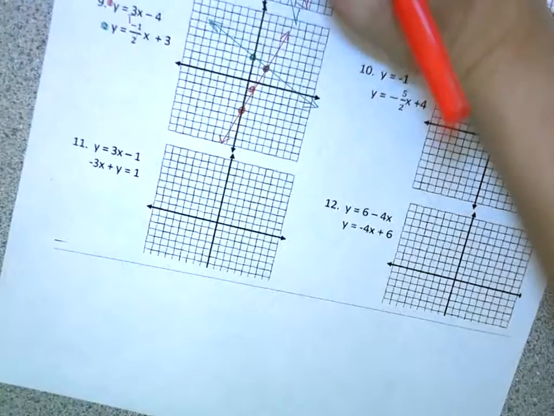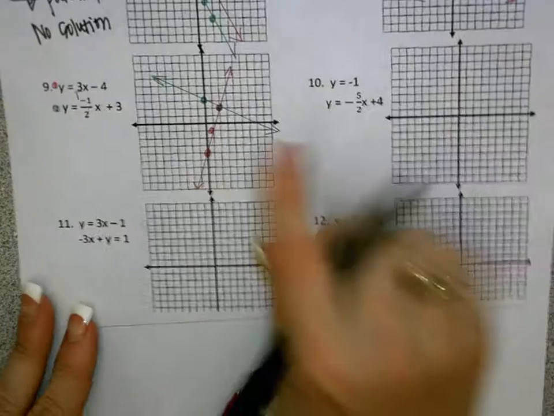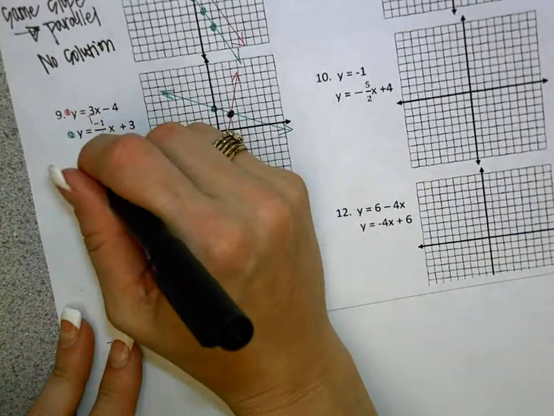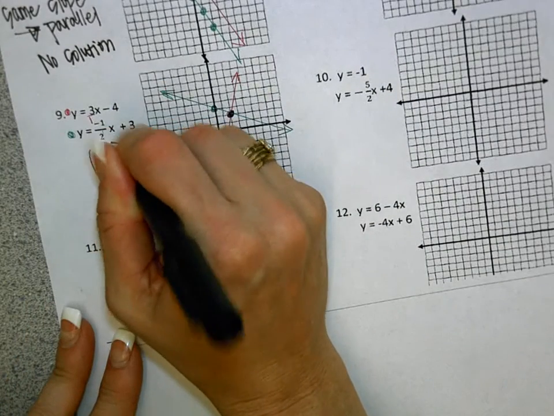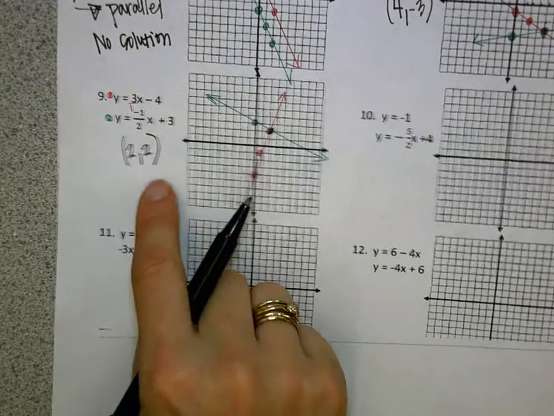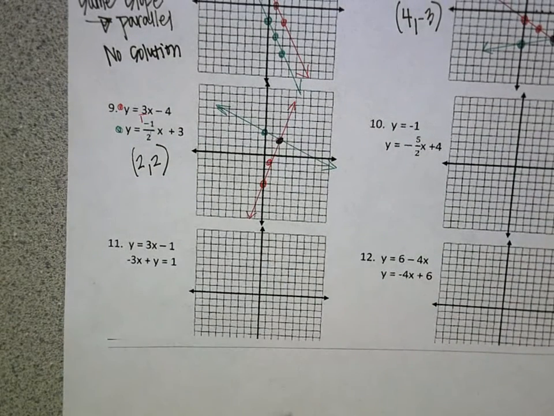Then label where they cross or where they intersect. What point is this? Over 2, up 2. By the way, make sure that you're putting these in parentheses because otherwise it's technically wrong. A point should be in parentheses.